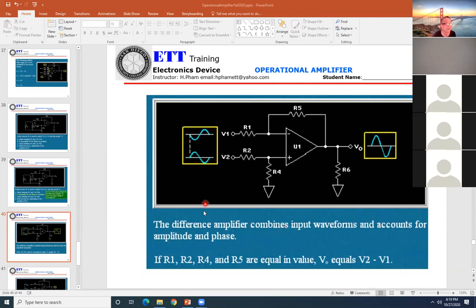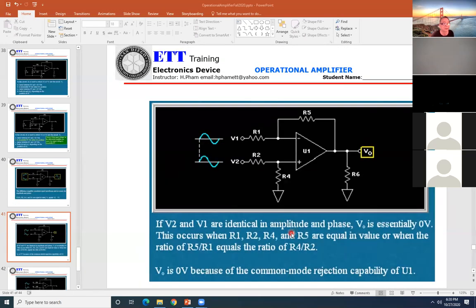The difference amplifier combines the input waveforms and accounts for amplitude and phase. If R1, R2, R4, R5 are equal, VL equals V2 minus V1. You can see here that V1 and V2 are both sideways, however these must be opposite: one going down, the other going up. If they are the same, the output will be 0. They must be different.